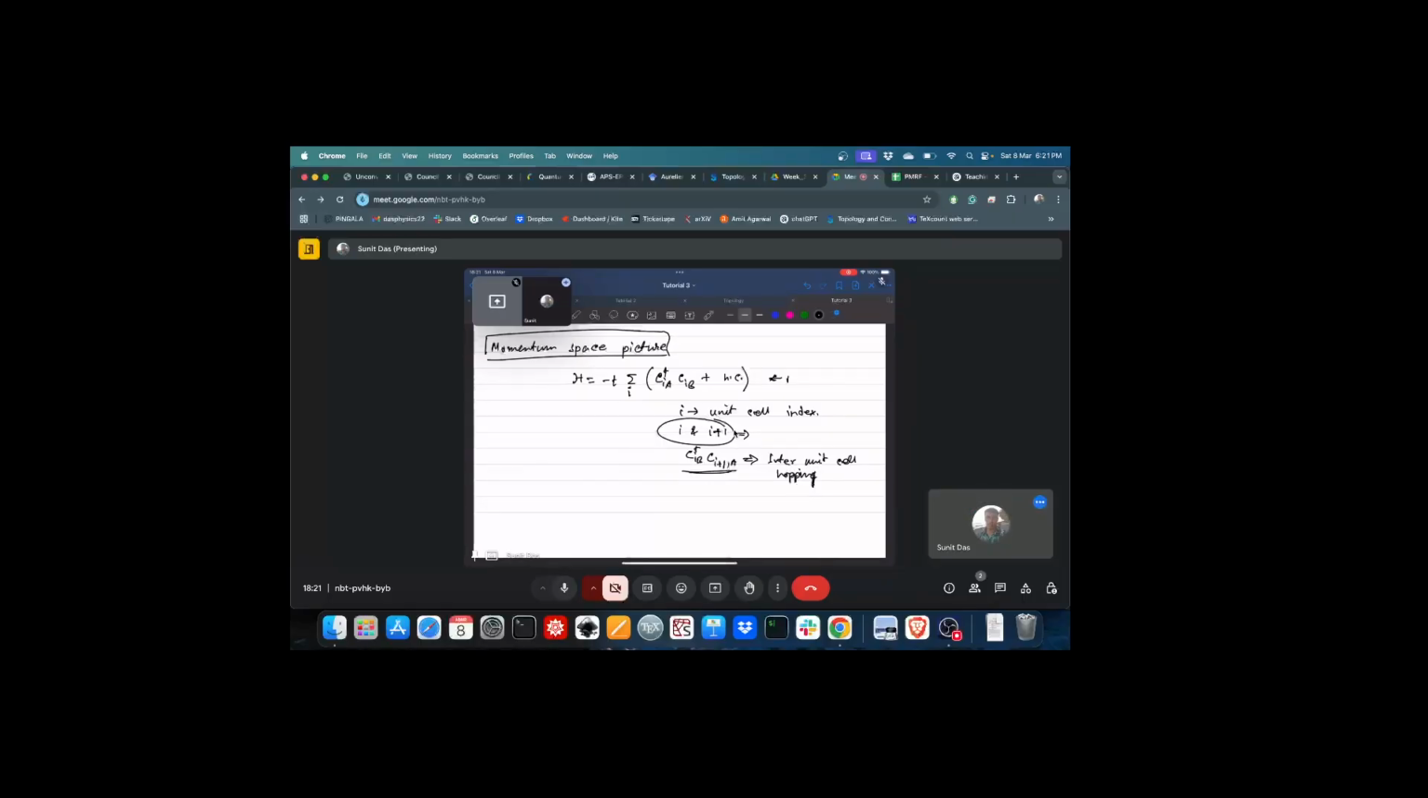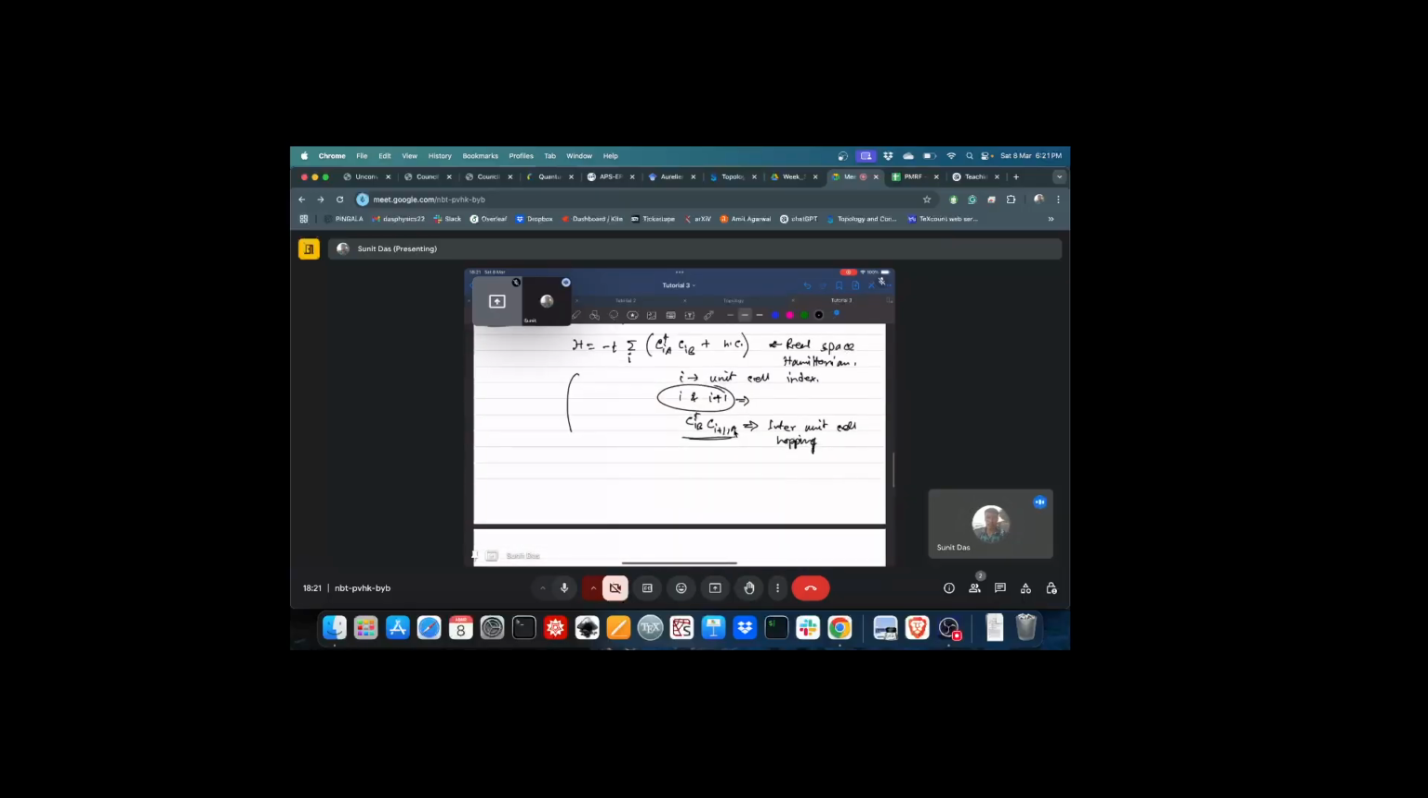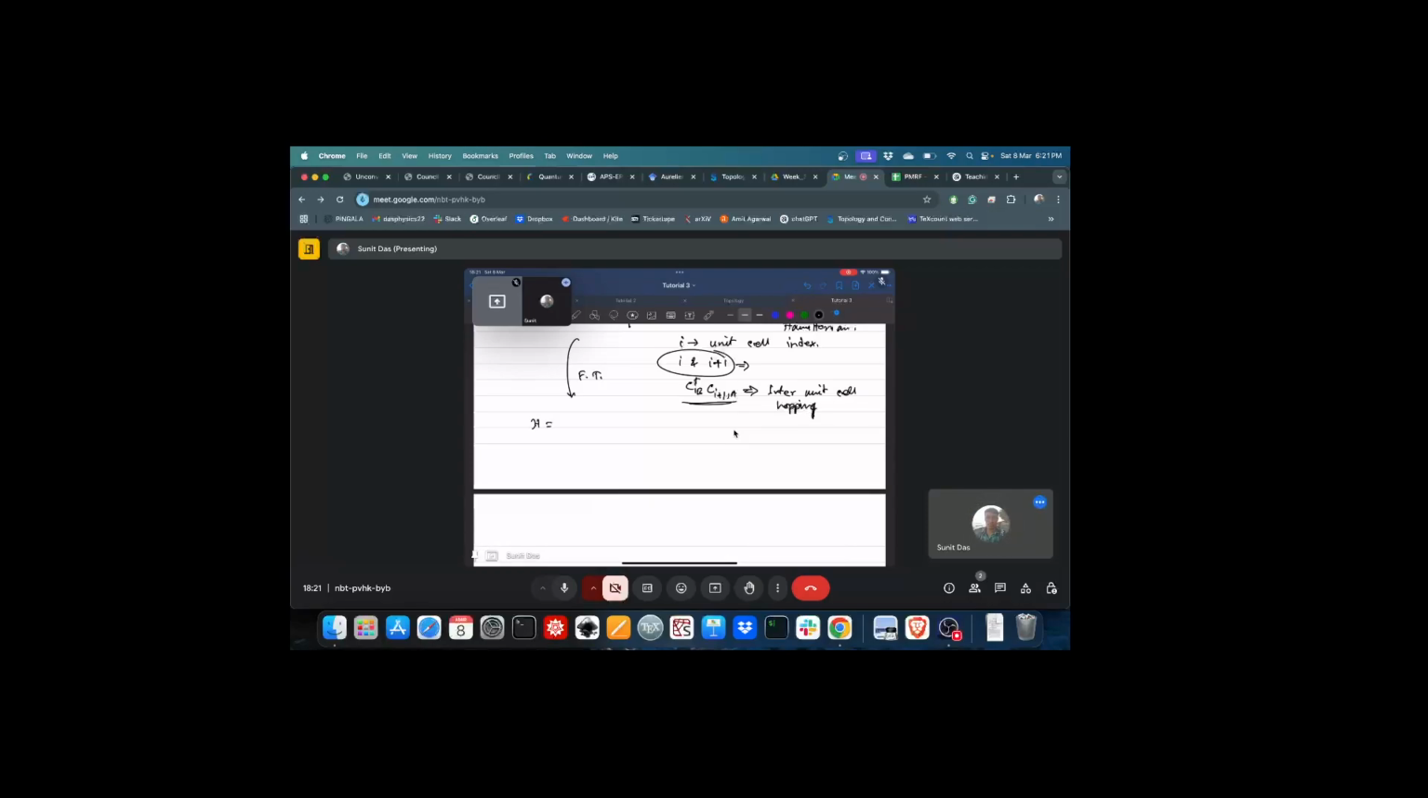So this is the real space Hamiltonian. Now if you just Fourier transform that, you will get the k space Hamiltonian, or the momentum space Hamiltonian. It simply looks like sum over k minus t c_kA dagger c_kB plus the Hermitian conjugate. Okay. So this is the momentum space Hamiltonian.